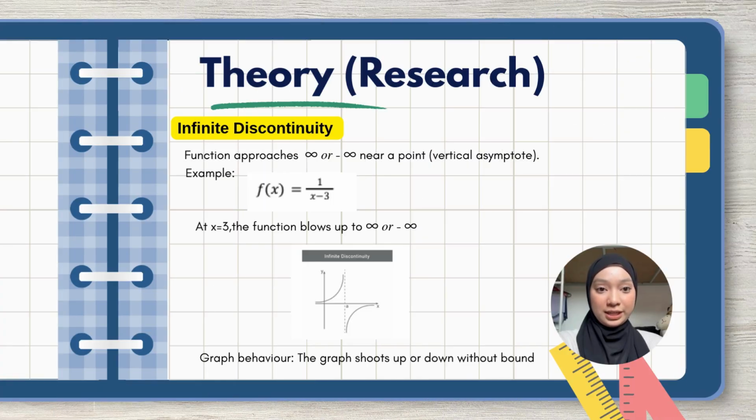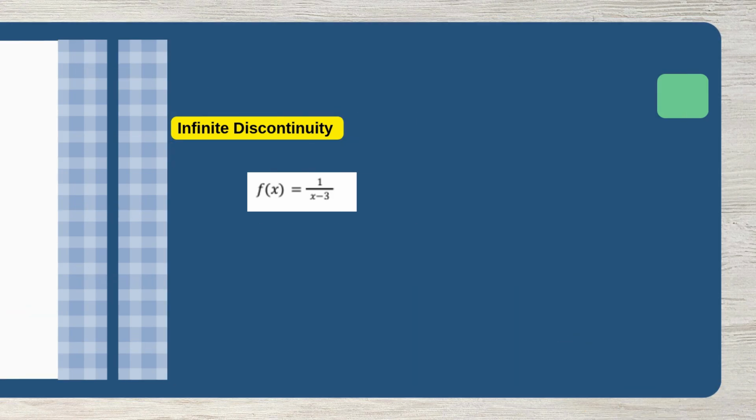Infinite discontinuity. The function approaches infinity or negative infinity near a point, a vertical asymptote. For example, f(x) equals 1 over x minus 3. At x equal 3, the function blows up to infinity or negative infinity. For the graph, the graph shoots up or down without bound.